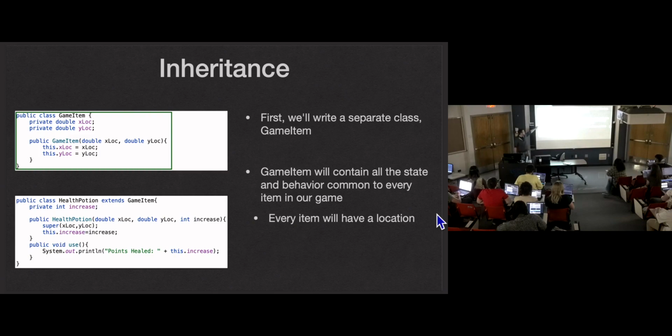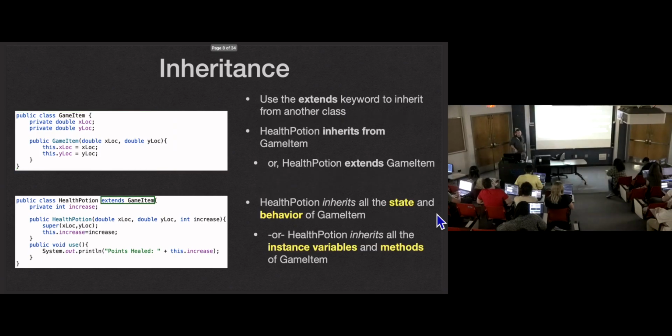And then in health potion, all the code in the health potion class is only concerned about health potion specific stuff. That's our ultimate goal. So let's see how we accomplish that. We extend game item. Extends game item. This is where inheritance comes into play. This is saying health potion inherits from game item. We use the keyword extends to say that. So we'll often just say health potion extends game item.